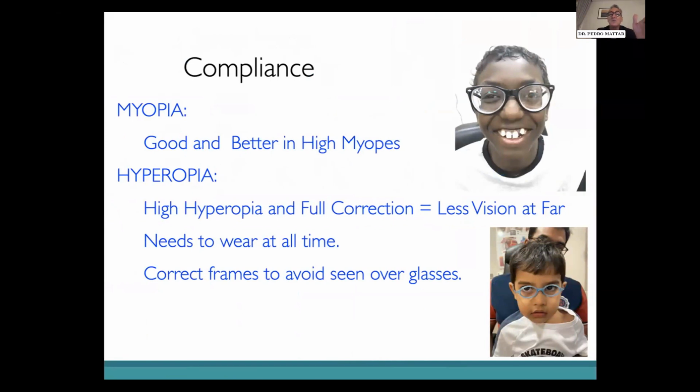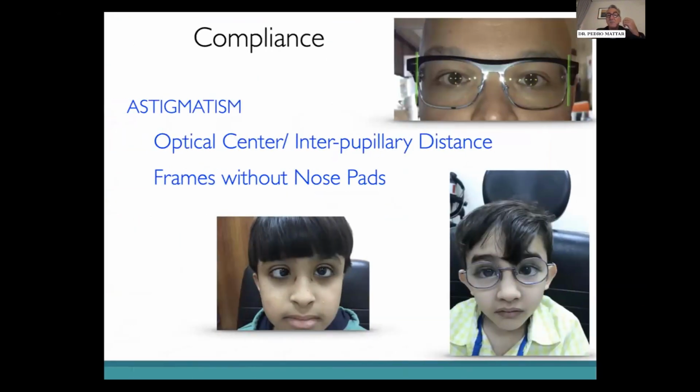But in this case, what you sometimes need with the full correction is because they have esotropia or amblyopia. They need to wear the glasses the whole time for hyperopia, and the correct frame so they don't see over the glasses. If not, they will accommodate, they will relax, and they will have problems.